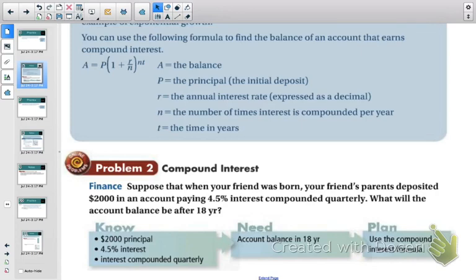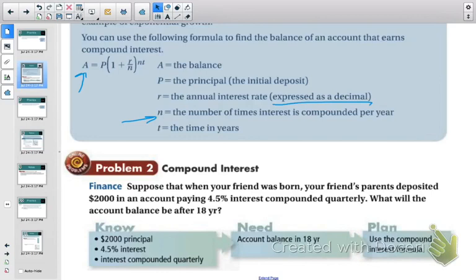There's just different letters. So A is going to be your balance. That's how much money you either have in your account or how much money you owe. Okay, P is your principal. That's your initial amount again. We just call it principal. We're talking about money. R is your annual interest rate. So again, your percentage rate expressed as a decimal. Don't forget that.